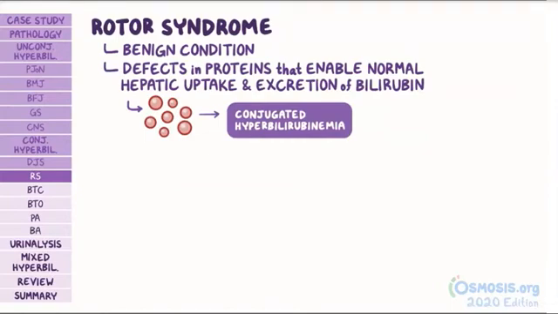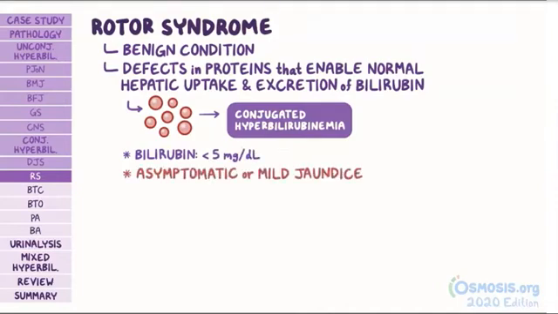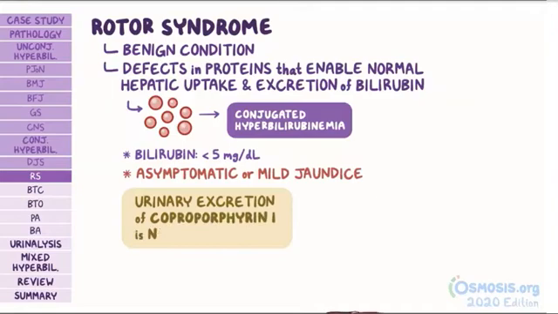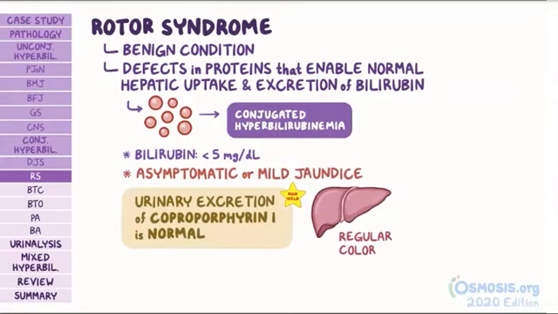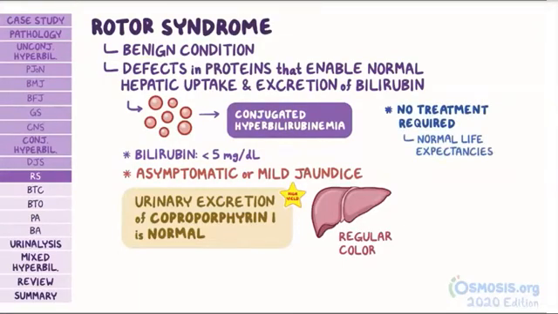Individuals with Rotor syndrome have total bilirubin levels below 5 milligrams per deciliter, and they can be asymptomatic or they can present with mild jaundice. In contrast to Dubin-Johnson syndrome, the urinary excretion of coproporphyrin 1 is normal, and the liver has a regular color. Finally, no specific treatment is required since these individuals enjoy normal life expectancies.